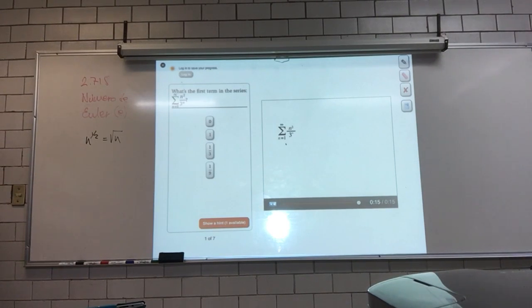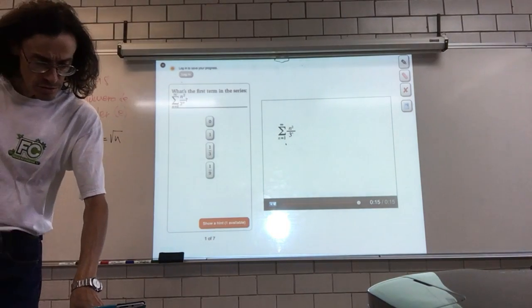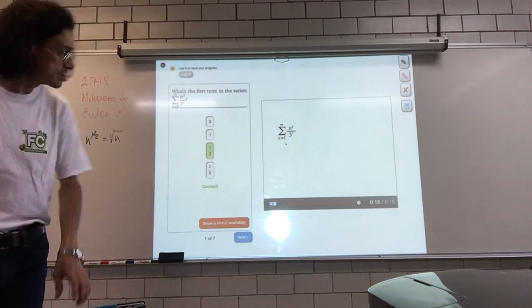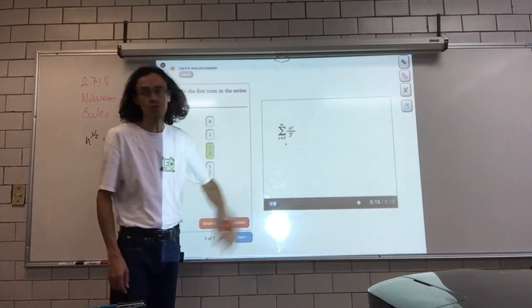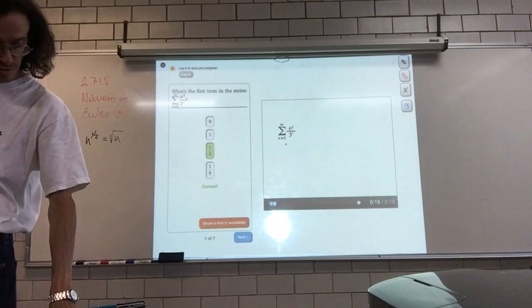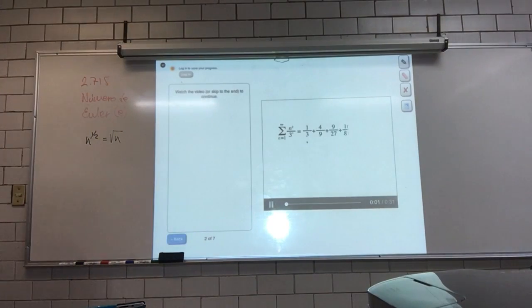Cuando n desde n igual a 1 hasta infinito. Si n es 1, 1 al cuadrado es 1, 3 a la 1 es 3. Es un tercio. Right. The first term is a third.